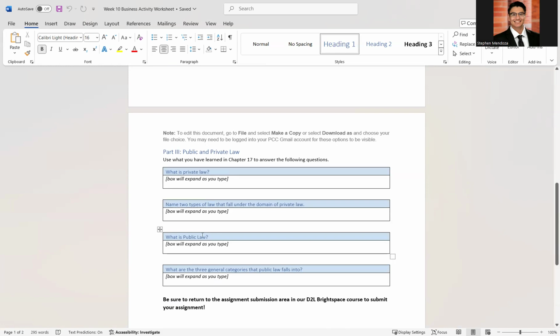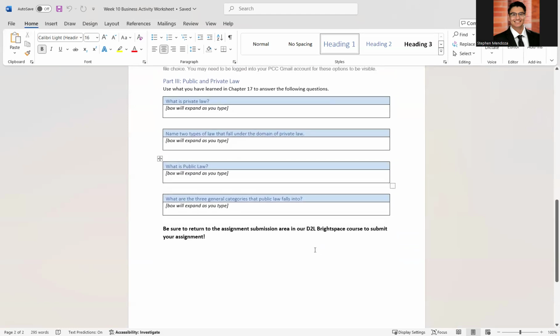And then what is public law? So now that you defined private law, go into depth with what is public law. Give some examples, whether it's constitutional law, administrative law. Please explain these examples. And then lastly, what are the three general categories that public law falls into? There's three. I'll go ahead and preview them, but do your research and explain how they are different. So the constitutional law, administrative law, and criminal law.